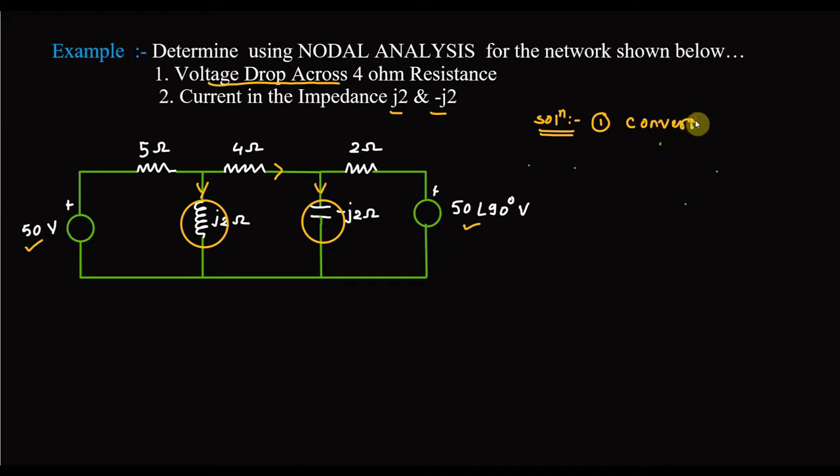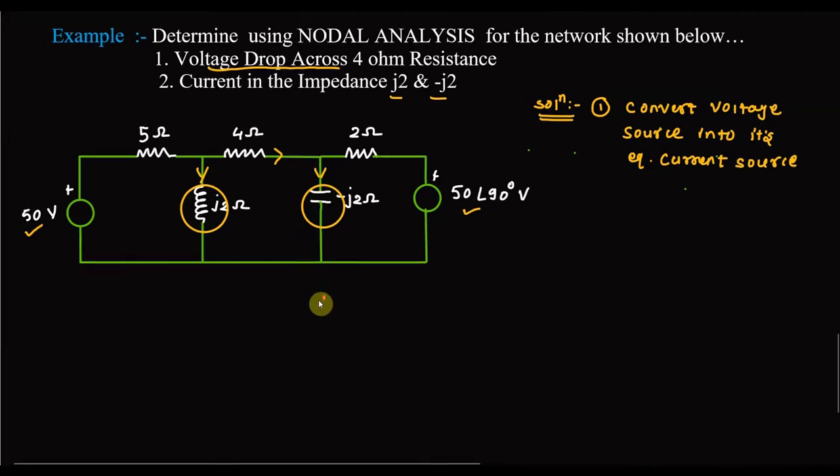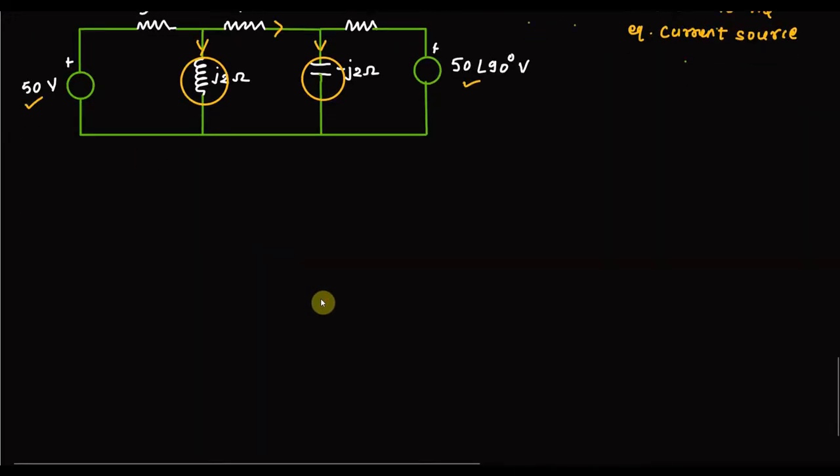convert the voltage source into its equivalent current source. Fine. So after that, we will draw the network and we will see how this will be converted. Okay. So first we will convert this one.